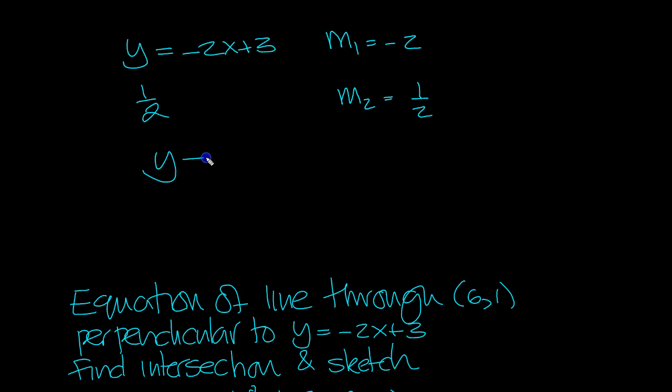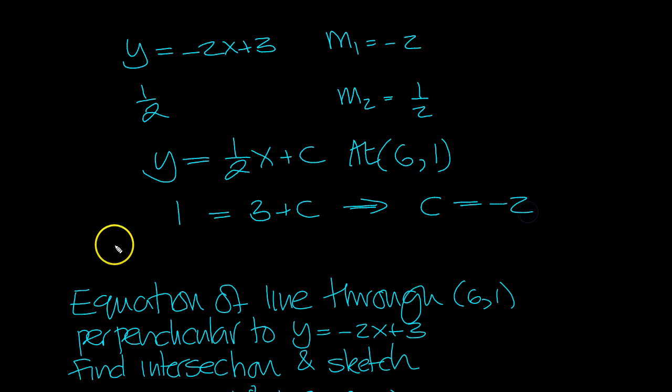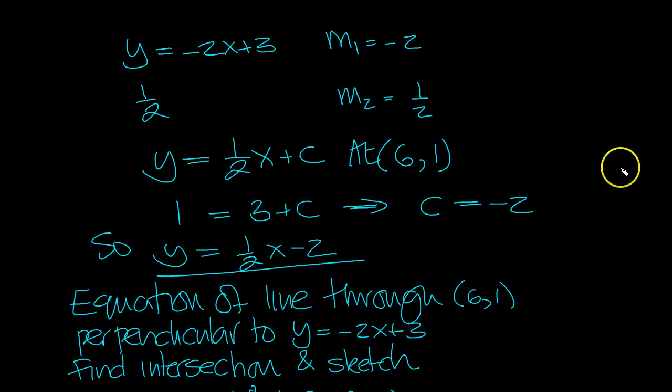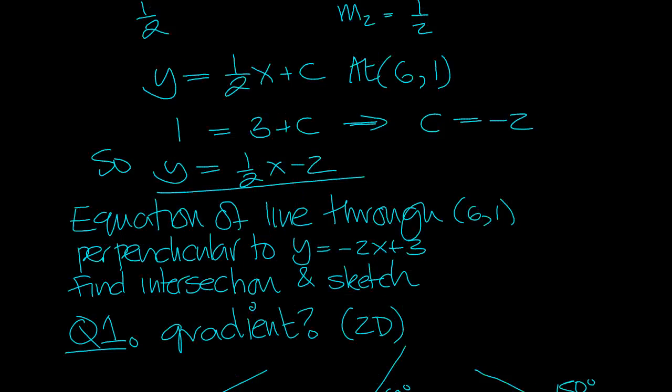So we know that y equals half x plus c, but that line of that gradient goes through the point 6, 1. So at 6, 1 then, put 1 in for y, 6 in for x, 6 over 2 is 3, plus c, and that tells us what c must be. 1 minus 3 is minus 2. So the equation is y equals a half x minus 2. Okay, good. Find the intersection and sketch.